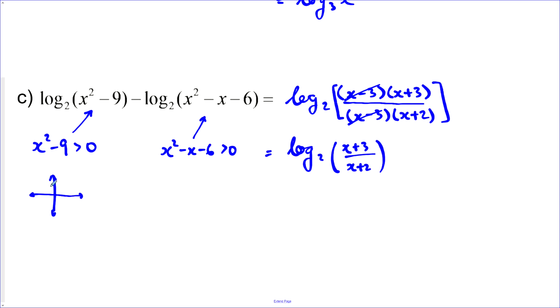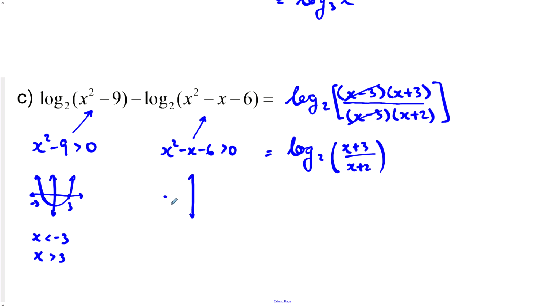We've done quadratics, we know what they look like. This one opens up and it has x-intercepts at -3 and +3, and it looks something like this. Now where is it positive? That would be when x is less than -3 and when x is greater than 3. So that's the two restrictions coming from this first one. Let's see what the second one has to say.